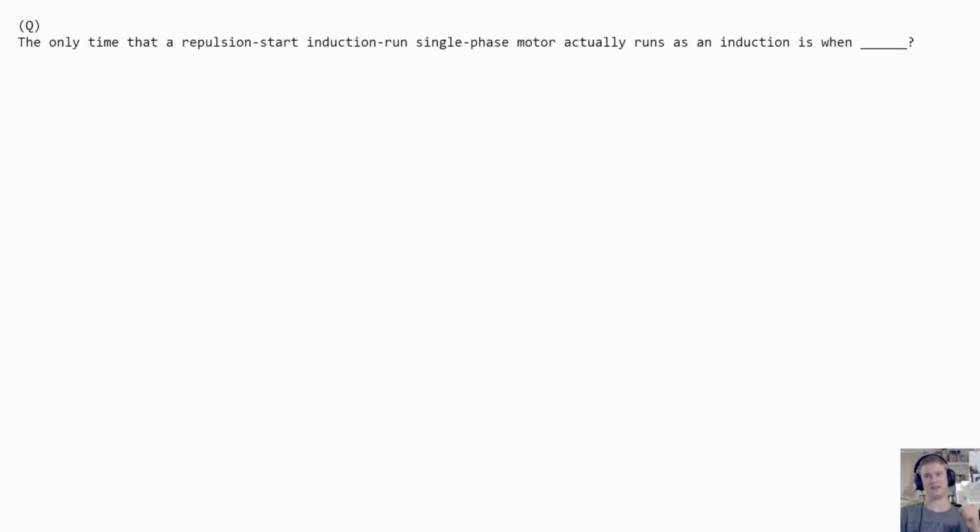Next, the only time that a repulsion start induction run single-phase motor actually runs as induction is when, and this is when commutator segments are short-circuited. Next, what does the rotor flux do when the armature flux of an alternator is at its leading power factor?